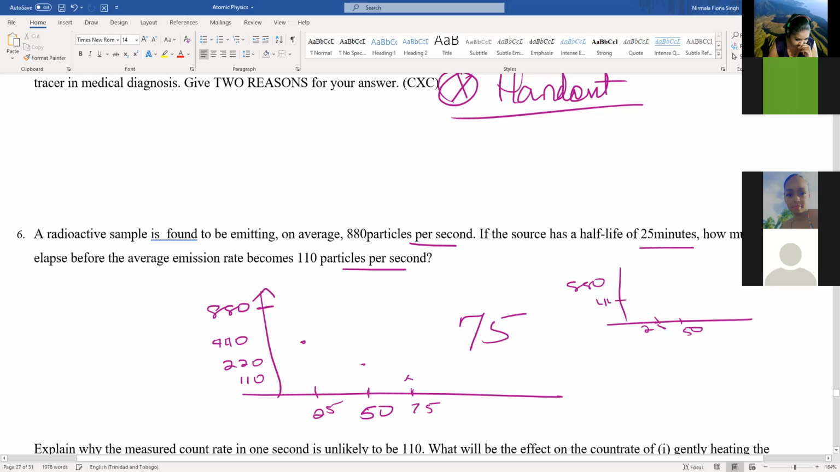50, 440. Oh no, 25. Yeah, 220, 50, 75, 110. That's how I would have done it, real fast, like 5 seconds. All right, so it's not something where you have to sit down and plot the graph. You don't need to go and do all of that.